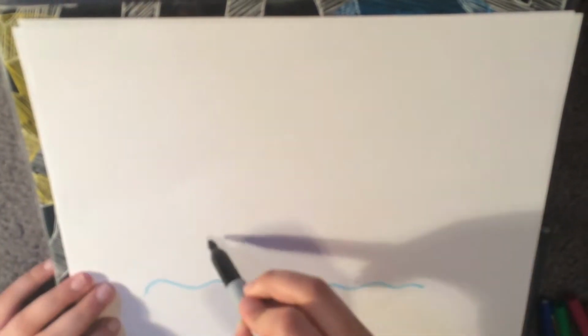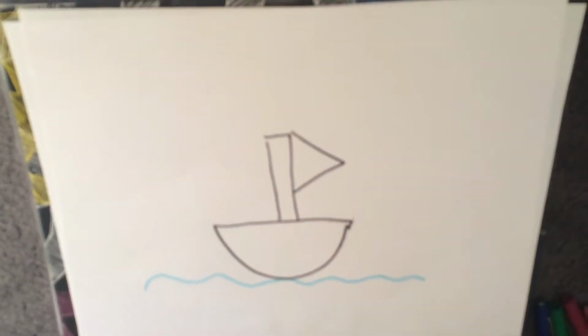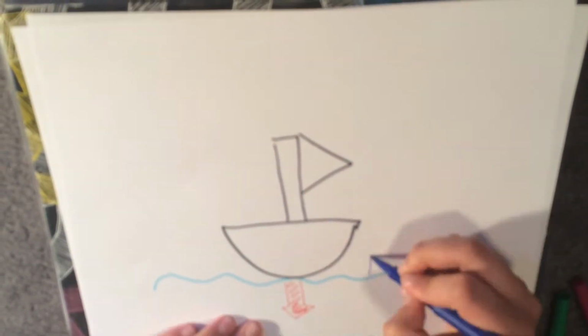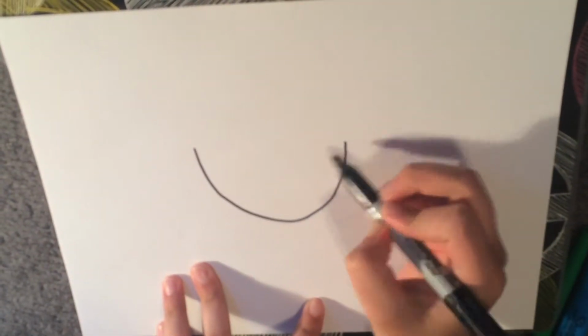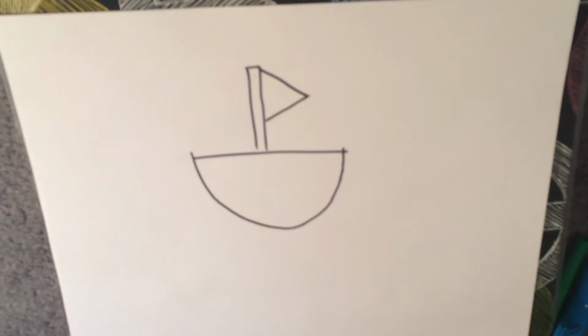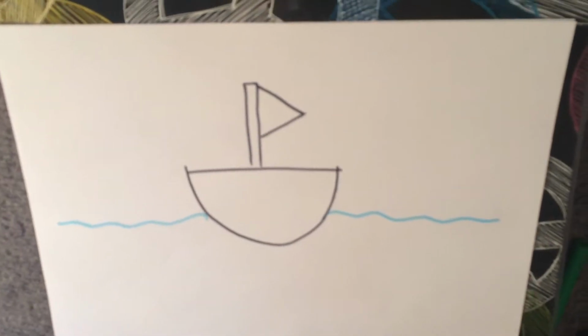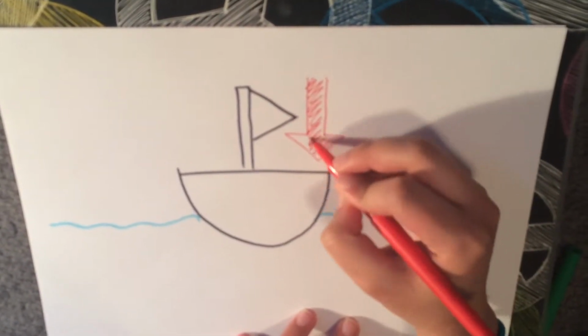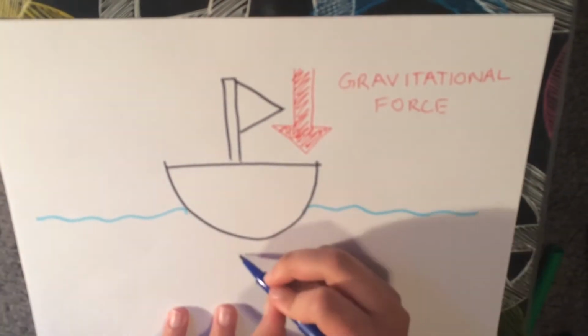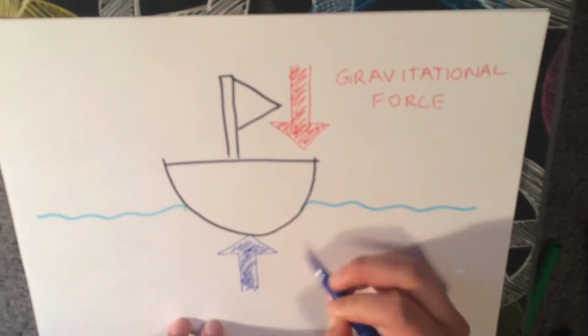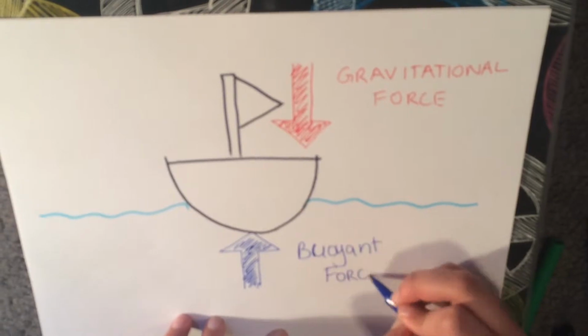So basically, this means when an object is placed in water, the water shifts to make room for the object. This is also known as displacement. Now, when an object is immersed in water, there are two forces acting upon it. There is a downward force of gravity acting upon it, which is determined by the mass of the object, and there is an upward buoyant force that is determined by the mass of the water displaced.